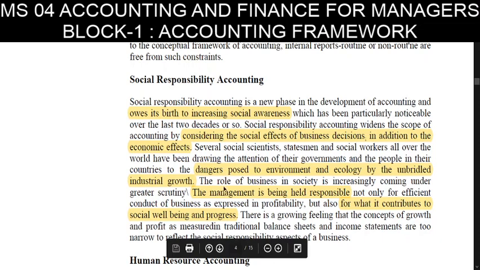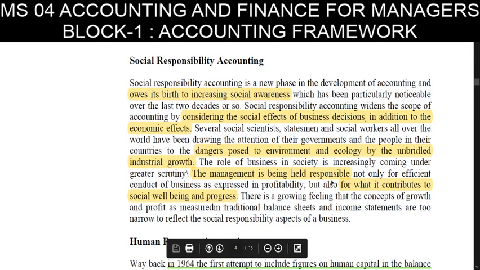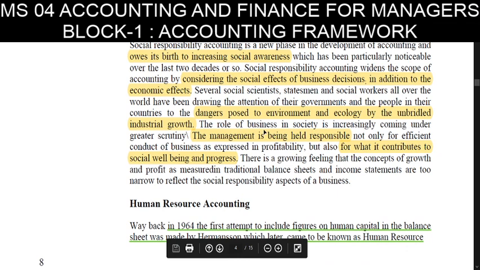It also sees the dangers posed to the environment and ecology by the unbridled industrial growth. The management is being held responsible for what it contributes to social well-being and progress.